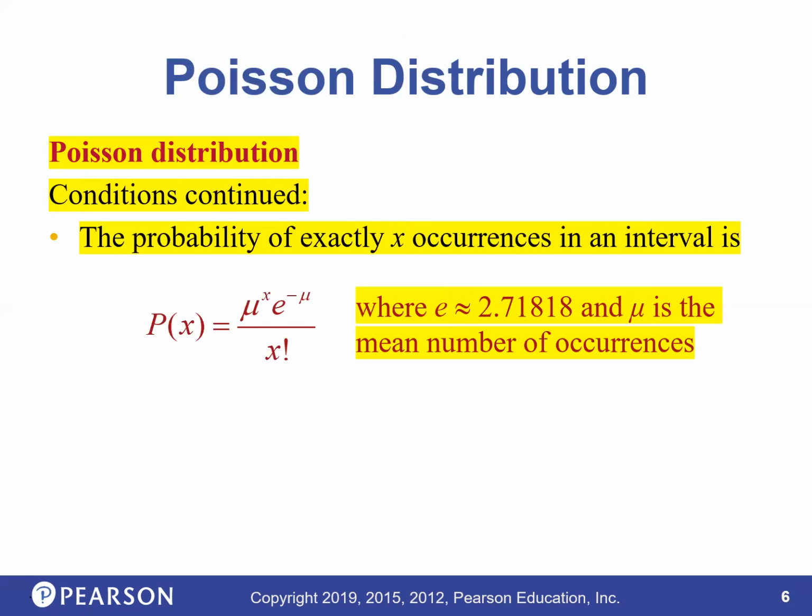E is a number, it's kind of like pi. Pi is about 3.14. E is about 2.718, so approximately that number. As soon as you finish writing the formula, we'll try to find it on our calculator. And on the bottom, hey, there's our factorial thing again right there. So we'll work with this in just a bit.